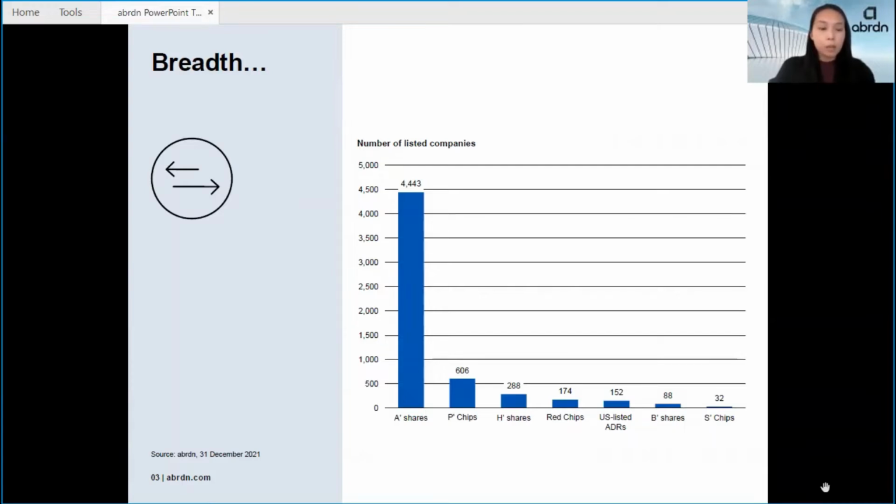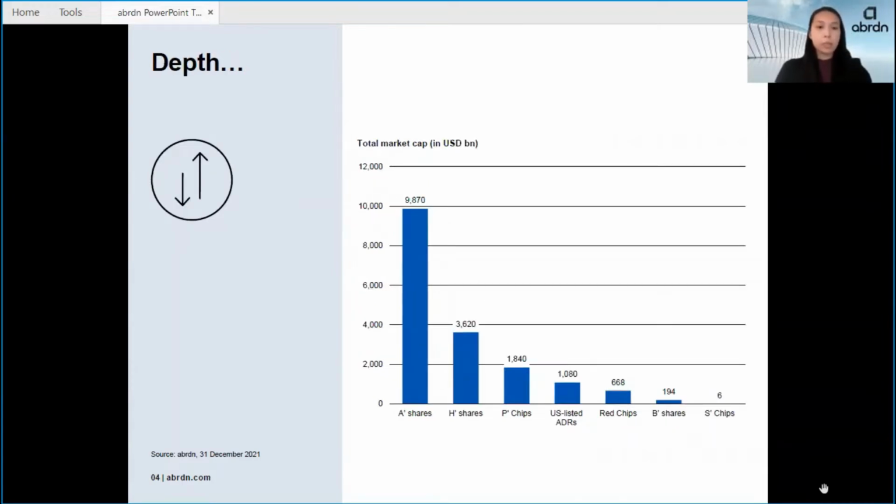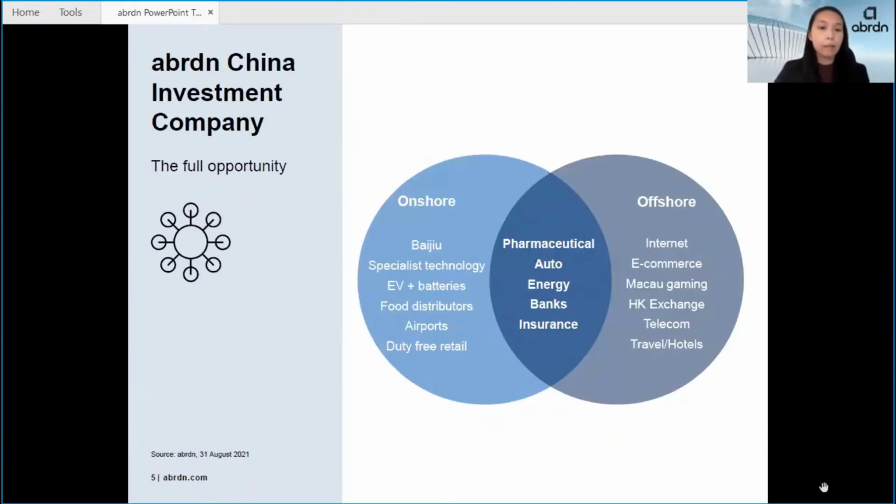On the next slide, slide 4, you will see that this has been adjusted by market cap. The difference between the onshore and offshore universe is not quite as big as it looked on the earlier slide, but as you can see, both onshore and offshore provide quite a large number of opportunities. On slide 5, this is really to highlight that for this company, we are here to capture the full opportunity of Chinese equities.